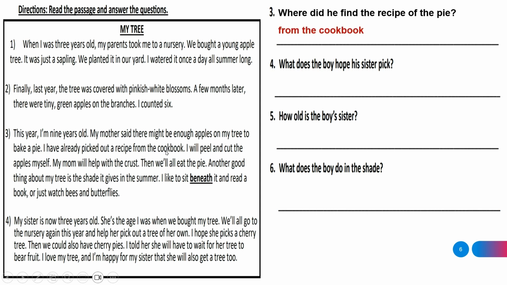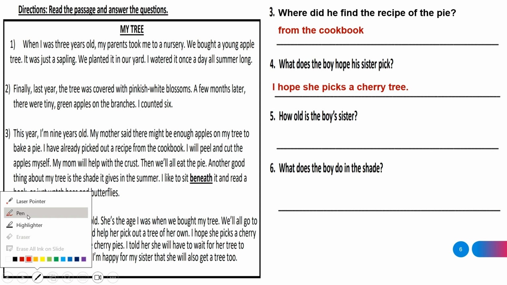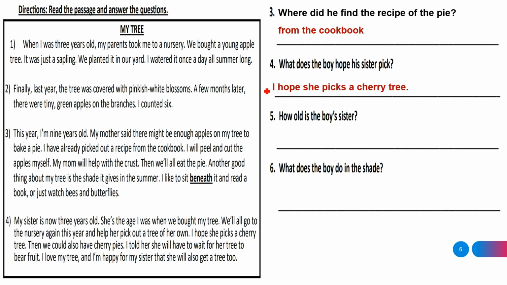Now question number 4, what does the boy hope his sister picks? And the answer is in the last paragraph. He said, I hope she picks cherry tree. But I think that you need to erase I here and also hope, and you will write he hopes instead of I hope. Then she picks a cherry tree.